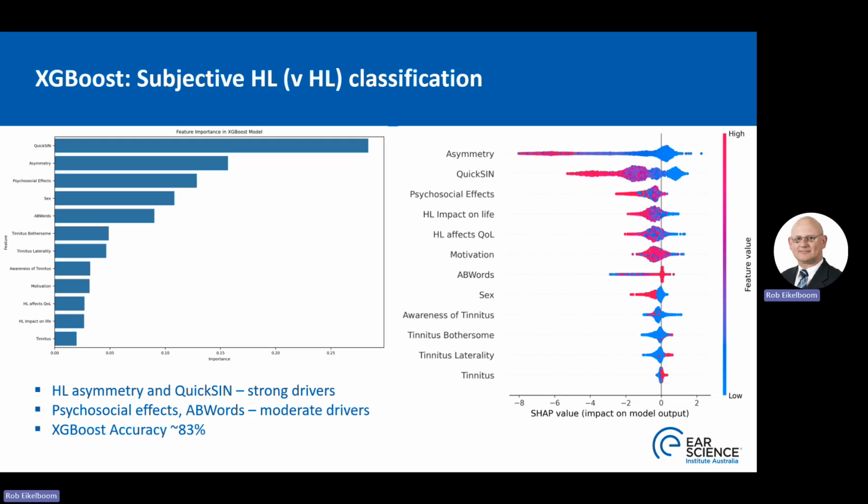Applying then machine learning, there are two main outcomes that are presented. One is the feature importance, which could be equated very loosely to p-values in a regression analysis, and then SHAP values, which could be equated to effect size. In summary, hearing loss asymmetry and speech in noise scores were strong drivers to differentiate between the two groups. Moderate drivers were the psychosocial effects and their speech in quiet scores. The model itself was fairly accurate at 83%.